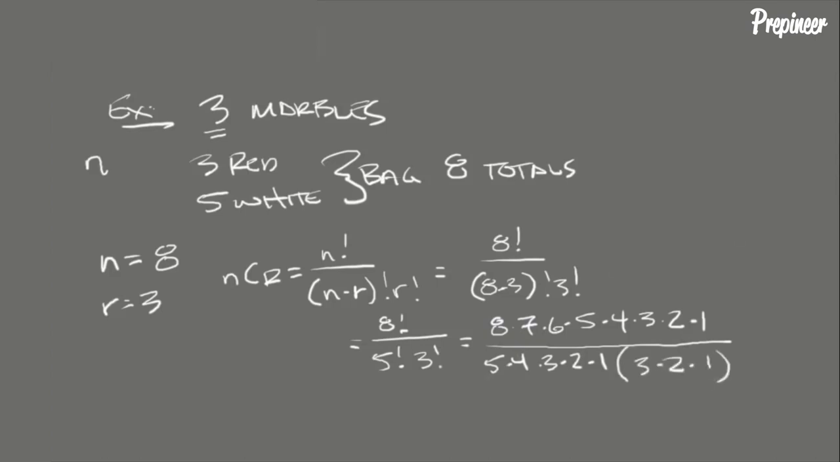And notice that we can just eliminate a couple of these factors here, so they just divide out, and our final answer is going to be 8 times 7 times 6 divided by 3 times 2 times 1, and in this case it's going to equal 56. And so there are 56 different draws that can come from this bag of 8 total marbles.